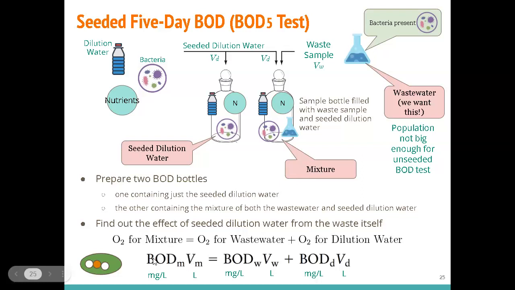We multiply the concentration with the volume, right? Because concentration is per unit volume. We just very, very simply multiply. For example, this is the BOD for the mixture, biochemical oxygen demand for the mixture, and then the volume of the mixture.